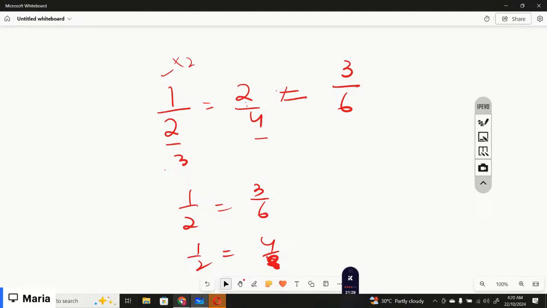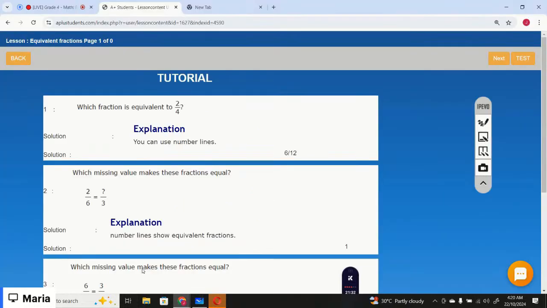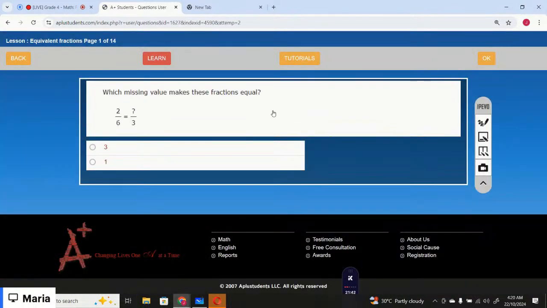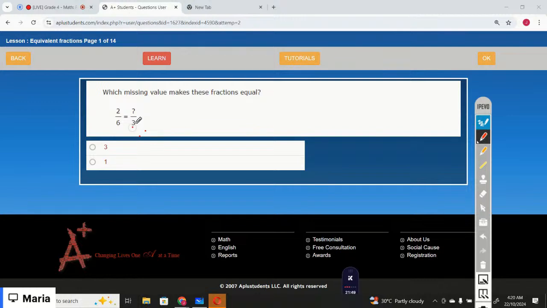Okay, let's just start with the test questions. Which fraction is equivalent to 2 by 4? You are not given the options here. So let's multiply. Which missing value makes these fractions equal? So just look at the 2 by 6 and here you are given 3. 3 times 2 means you multiplied this number by 2 to get 6. So when you multiply this number by 2, 1 times 2 is 2. So the missing number is 1.